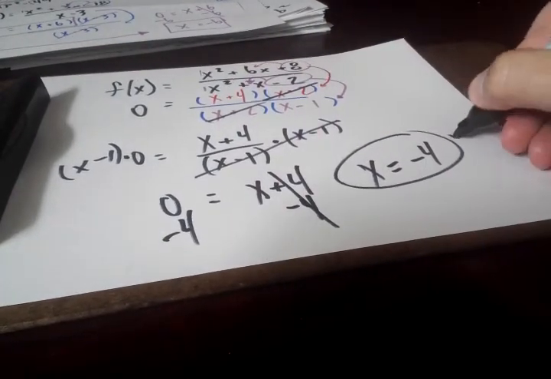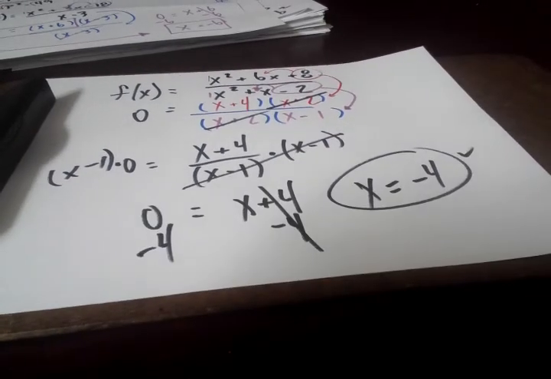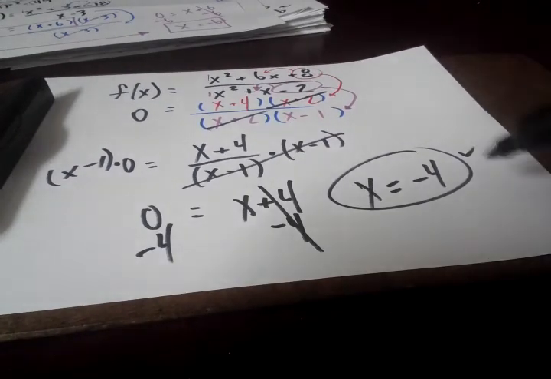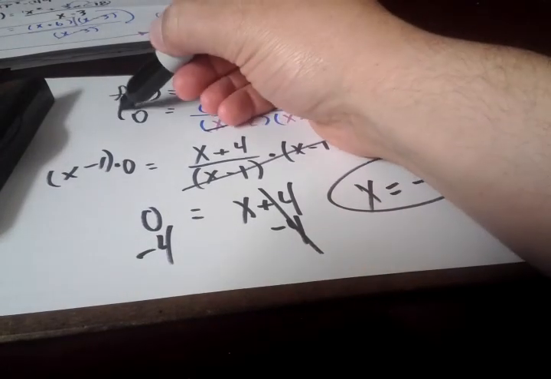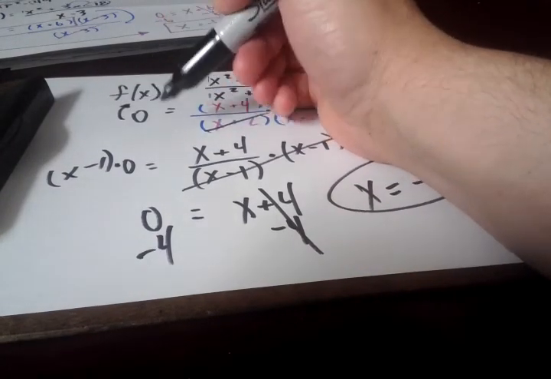Remember that 0 means x-intercept. It also means root solution. So the solution here is x is negative 4. We only know that by plugging 0 in for the f of x, plugging 0 in for the y.